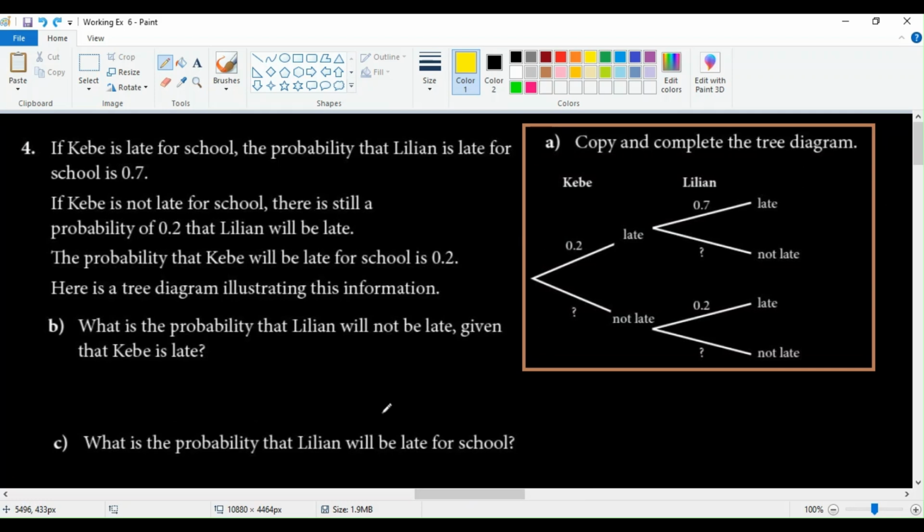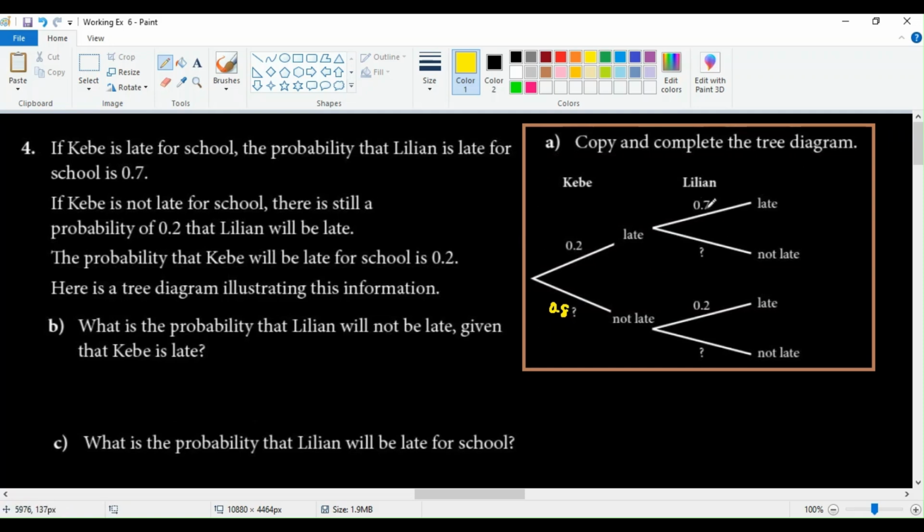Here's a tree diagram illustrating this information, but this tree diagram is incomplete. So let's complete this tree diagram. This is going to be 0.2. So this is going to be 0.8, since the probability always becomes equal to 1. So 0.8 plus 0.2 is going to be 1. That's why I know it's going to be 0.8. In the examination, test or homework, always remember probability always equals 1. So fractions are going to be part of the options. So late is 0.2, so that means not late is 0.8.